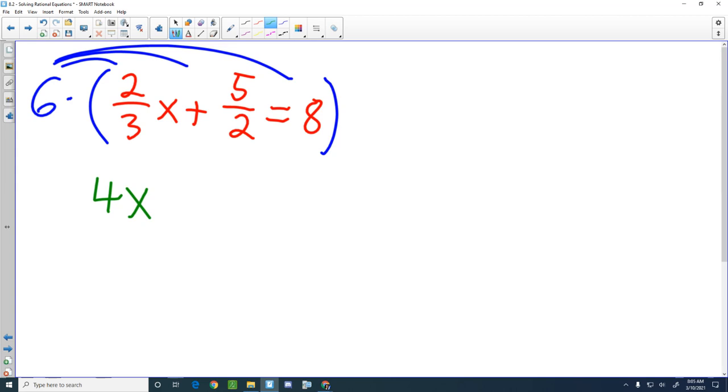No more fraction. How about that next term? What's 6 times 5? It's 30. What's 30 divided by 2? It's 15. 6 times 8? 48. Check it out. No more fractions. They all went away. It's a super convenient, I guess, trick to not have to deal with fractions anymore.